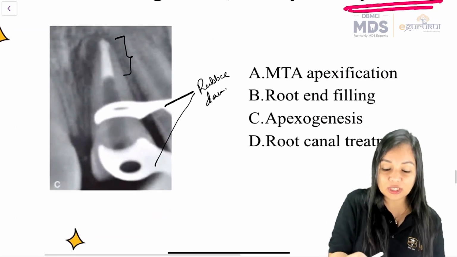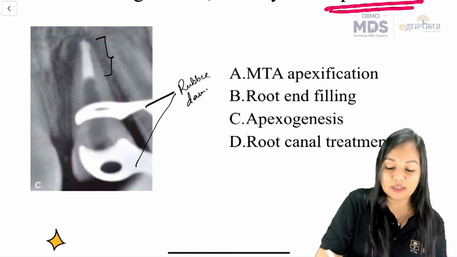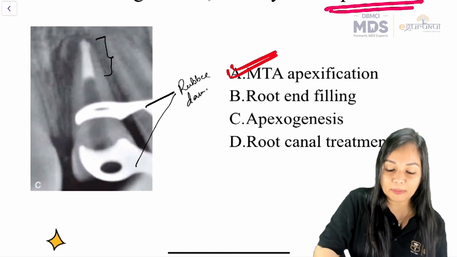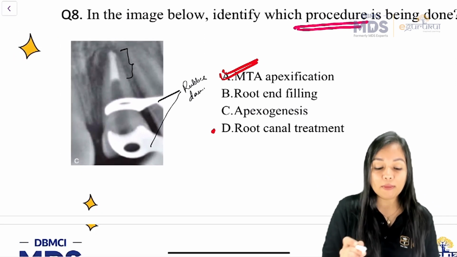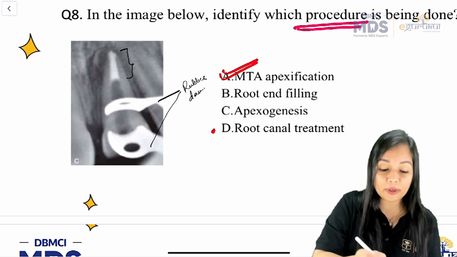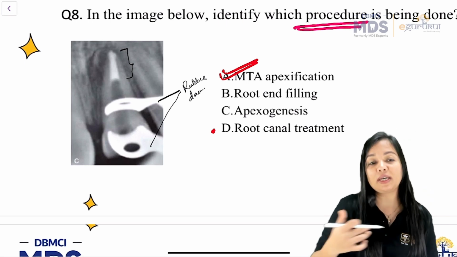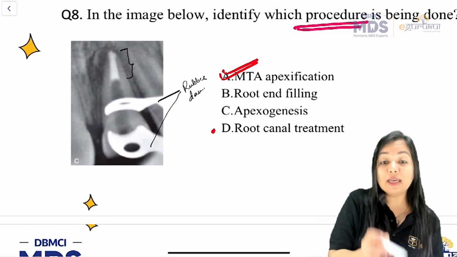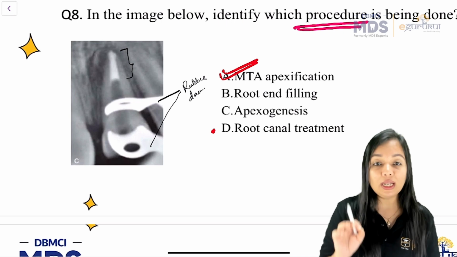So the procedure that is being done is an MTA apexification. It is not a root canal treatment. Why? Because the apex is open, and in a root canal treatment we don't just fill that much part, we fill the entire root canal. Plus the apex is open, as I am stressing again and again. So it's not a root canal treatment.